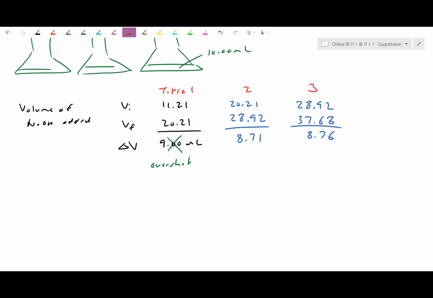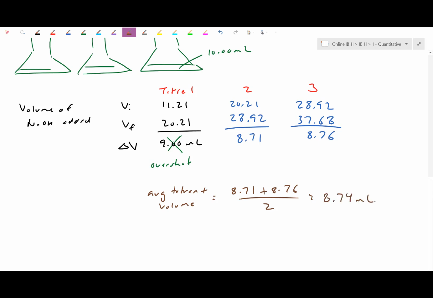When you're the experimenter, you're able to average the titrant volume. The titrant is the solution that we're dropping in, in this case the base. So I'm going to average just the closed trials. Take the 2 numbers, divided by how many I add in, which is 2. 8.71 plus 8.76 divided by 2 gives me 8.74.